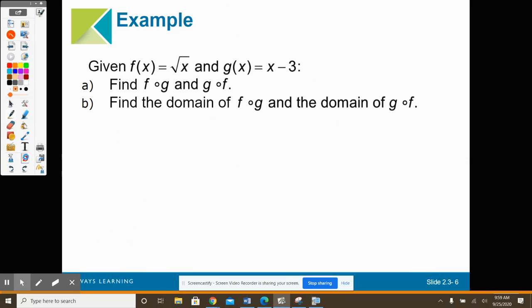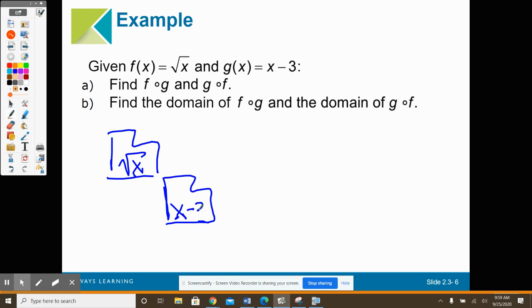Now, what if I change the order? What if I do G follows F? What if F happens first, and then that goes into G. Well, can I plug anything I want into this machine? No, this is the one that's a problem. That guy, x has to be greater than or equal to 0. After that, though, nothing can break the second machine, so my domain on this one is a little bit easier. It's just x is greater than or equal to 0.